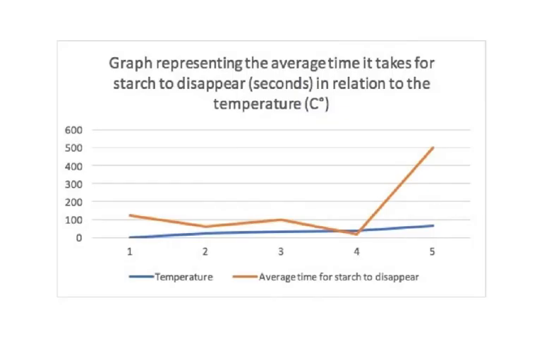A very interesting graph representing the average time it takes for starch to disappear in seconds in relation to the temperature. And you can see this is the temperature graph and the average time for starch to disappear. As we are increasing the temperature, it is taking more time for the starch to disappear. So it's a very interesting graph, and I think sometime maybe Cambridge can use it in an MCQ.